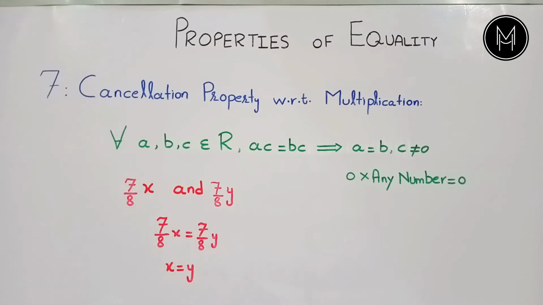This means the cancellation of a common number from both sides of an equation of equality does not affect the equality. So we have an equation of equality even after cancellation of the common number, and that is x is equal to y. So this is the cancellation property with respect to multiplication.